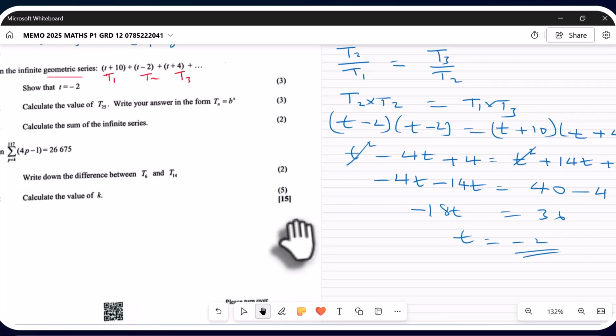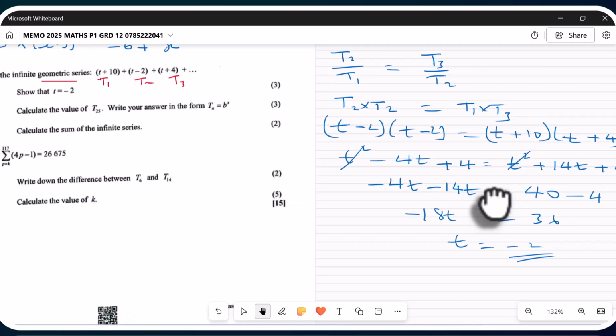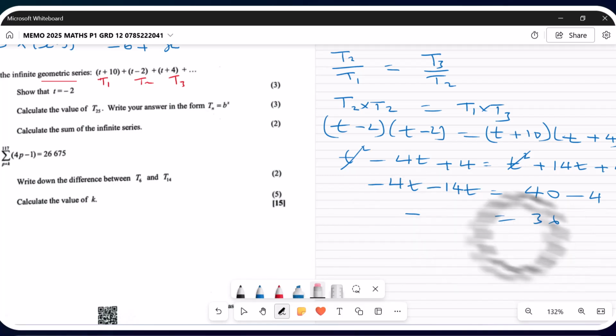So our first term, it is t plus 10. So negative 2 plus 10, it gives us 8. What about negative 2 minus 2? It gives us minus 4. What about negative 2 plus 4? It gives us a 2.